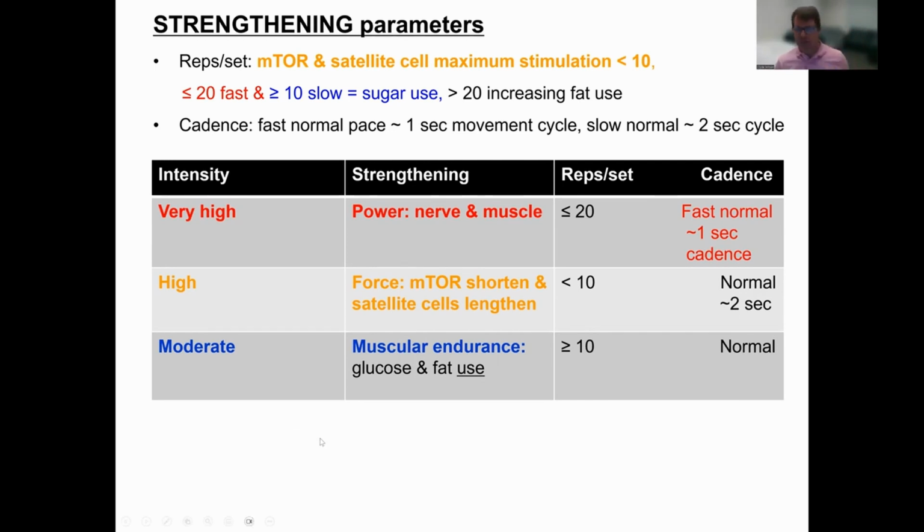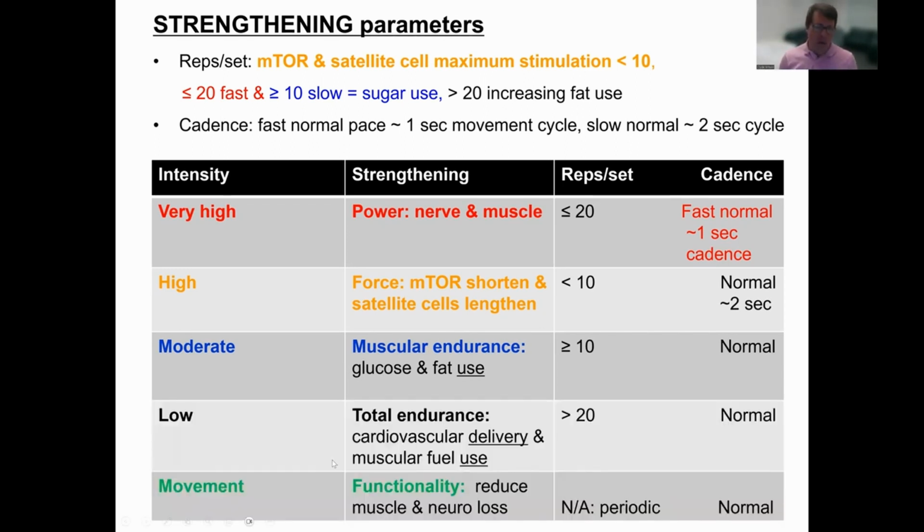Okay, so as your intensity goes from very high to moderate, which is from power to highest force or strength to muscular endurance, you're going from a higher repetition, but quickly, a 1 second normal cadence, to less than 10 repetitions at a high resistance, to over 10 repetitions at a bit lower resistance. If the resistance is low enough that you're able to do more than 20 repetitions, that's where you start to creep into the inclusion of cardiovascular health at the same time.